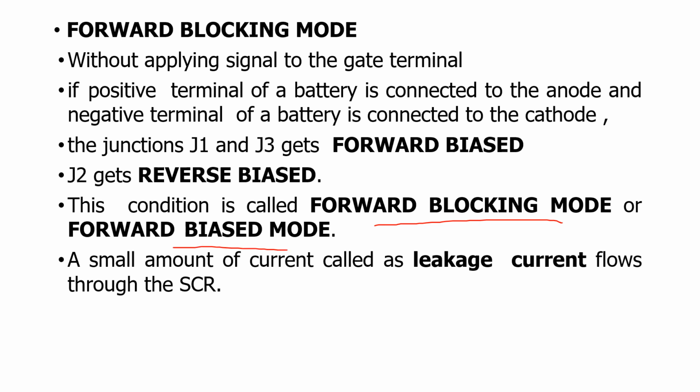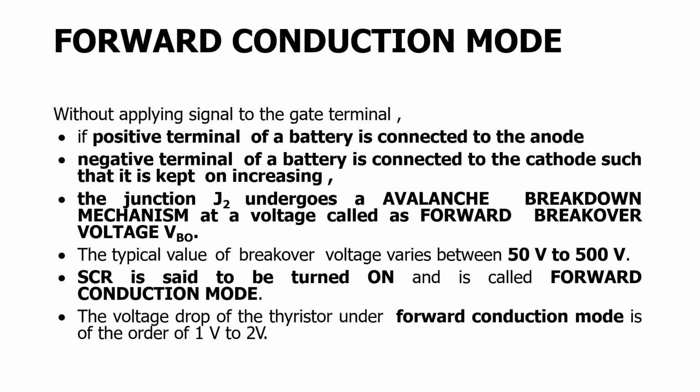During this condition, a small current, termed the leakage current, will flow through the SCR during the forward blocking mode. The second case is the forward conduction mode.